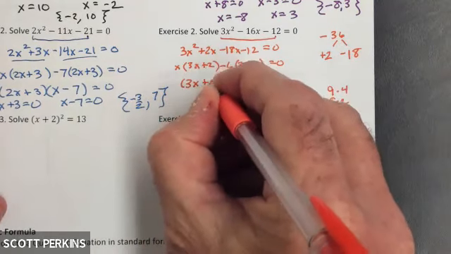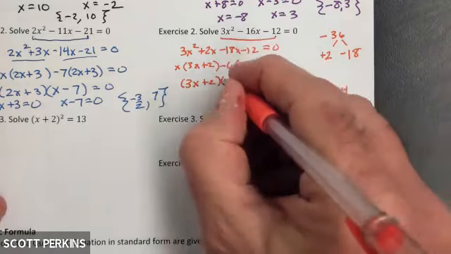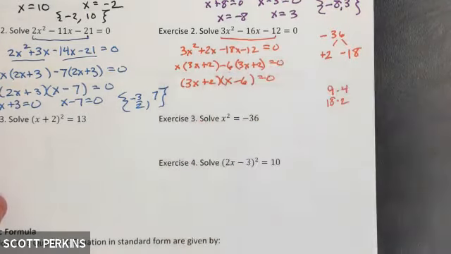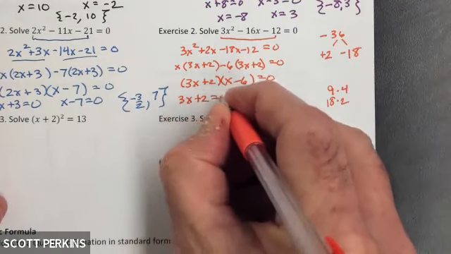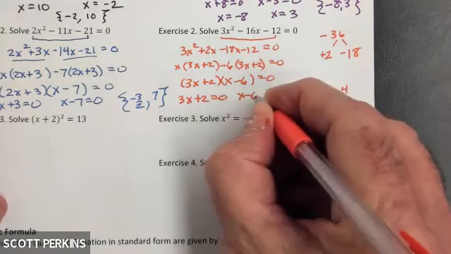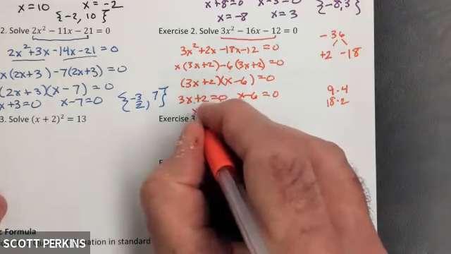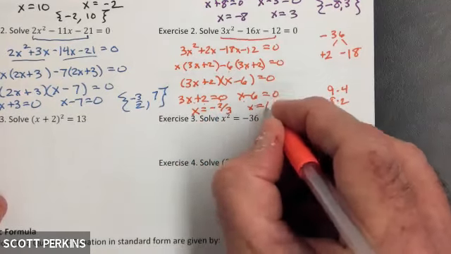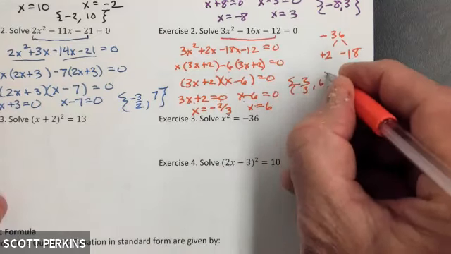And I'm going to factor that 3x plus 2 out. So what's left from the first term is x. What's left from the second term is negative 6. The principle of zero products says 3x plus 2 equals 0 or x minus 6 equals 0. So when I subtract 2, divide by 3 right here, I get negative 2/3. And when I add 6, I get 6. So my solution set is negative 2/3 and 6.